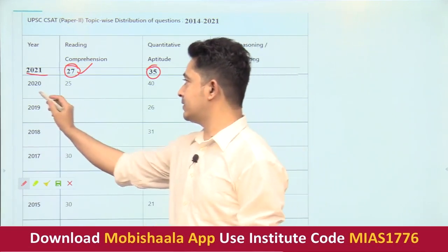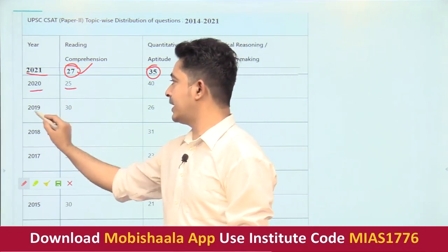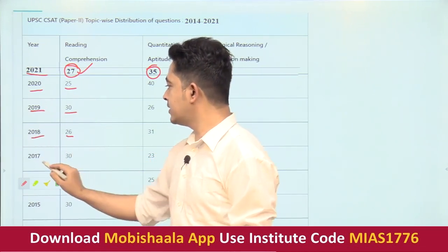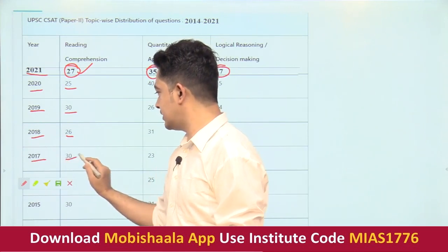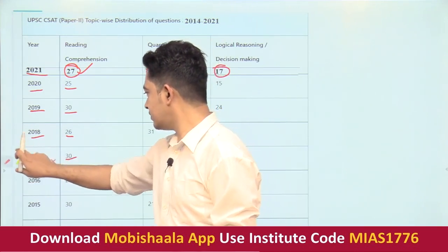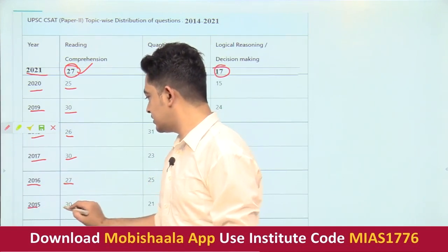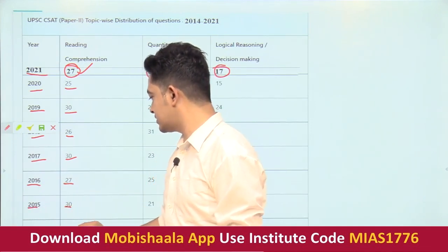In 2020 there were around 25 questions. In 2019 there were 30 questions. In 2018 there were 26 questions. In 2017 there were 30 questions. In 2016 there were 27 questions. In 2015 there were 30 questions. In 2014 there were 32 questions.